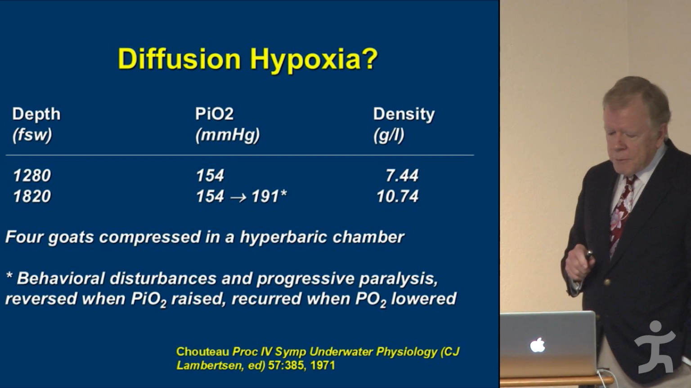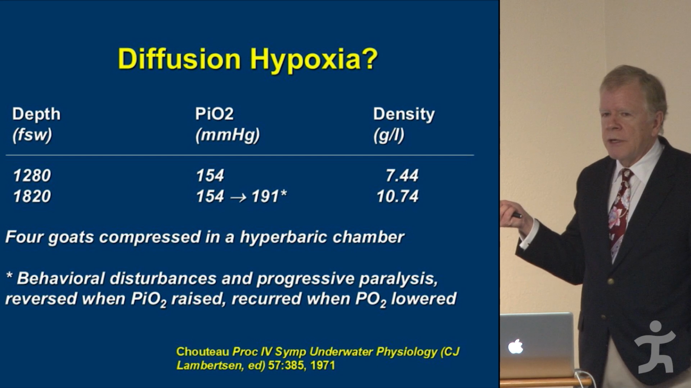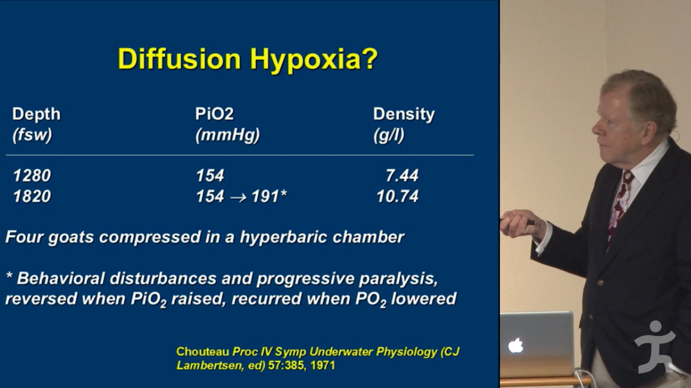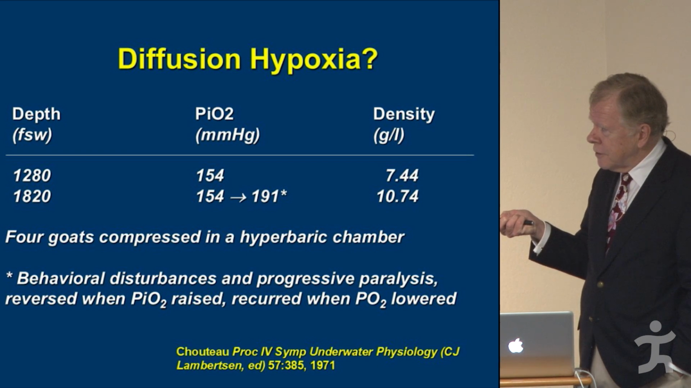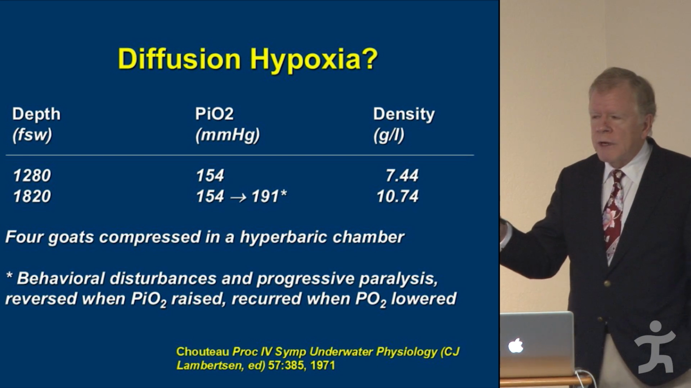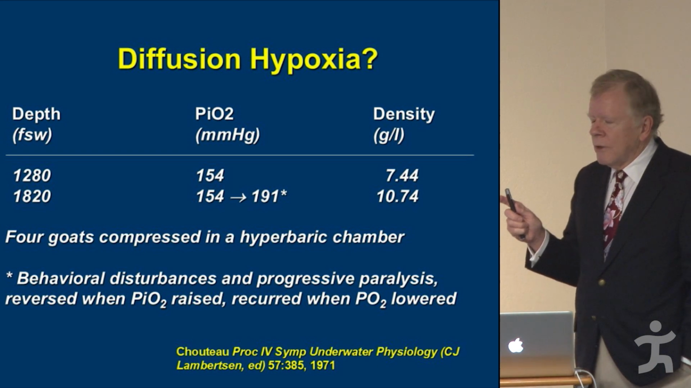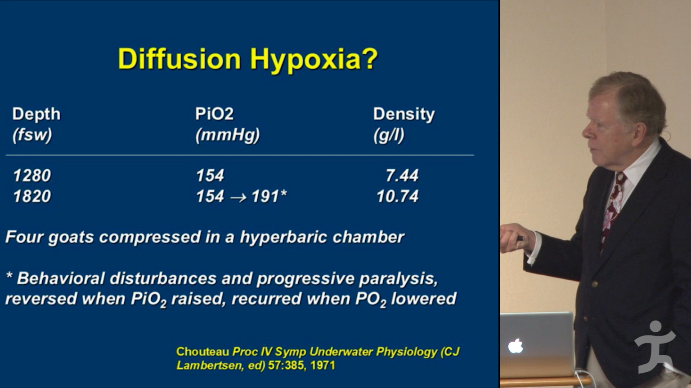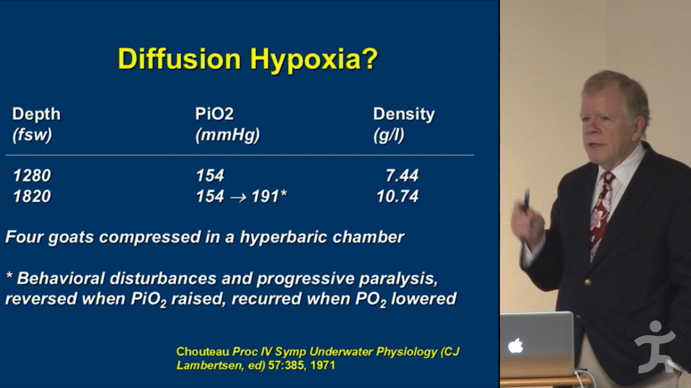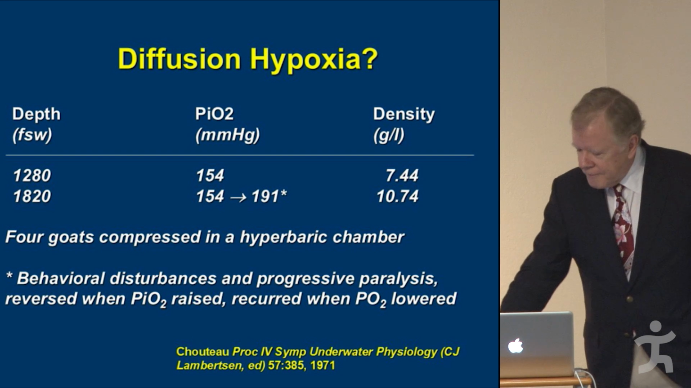Well, this was confirmed by an investigator in France named Dr. Chouteau. Dr. Chouteau had goats in a hyperbaric chamber at a depth of 1,280 feet, and the fraction of oxygen was sufficient to produce the same partial pressure of oxygen at 1,280 feet as the partial pressure of oxygen in this room, which is, the number doesn't matter, but it's 154 millimeters of mercury. What he then did was he added helium to the chamber and increased the depth from 1,280 to 1,820 feet of seawater, and he hypothesized that if diffusion was going to be a problem, the goats would start to act like they didn't have enough oxygen. And sure enough, that's exactly what they did.